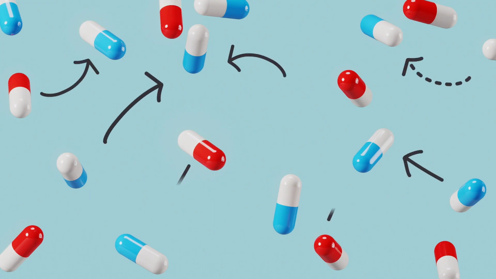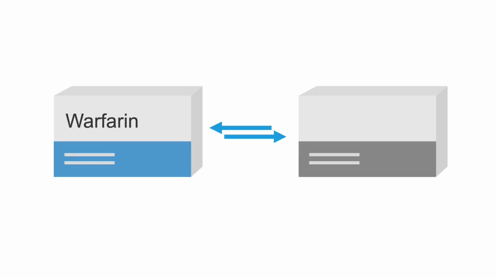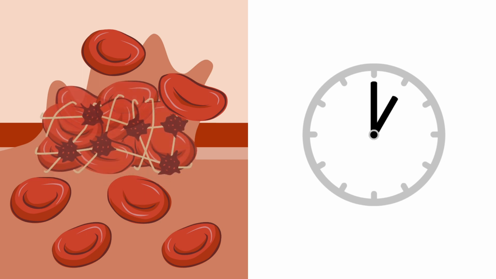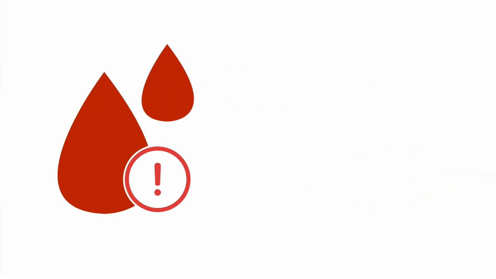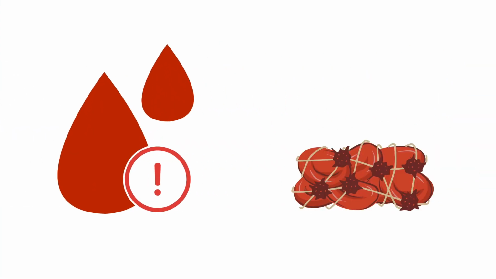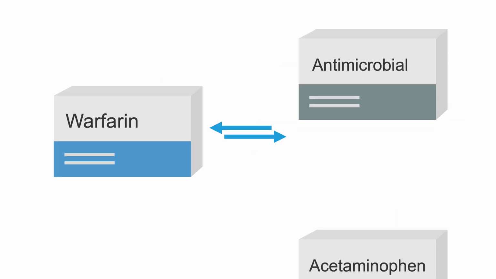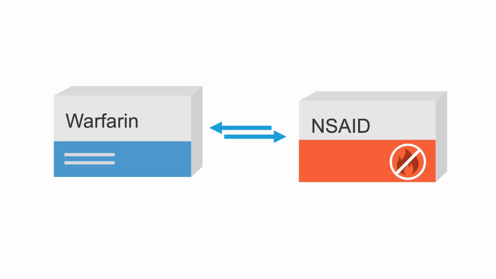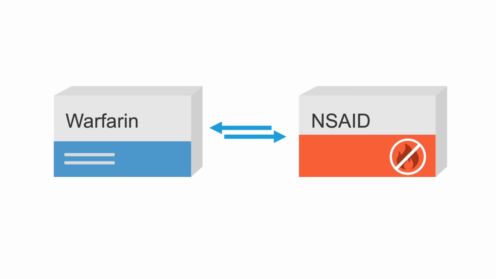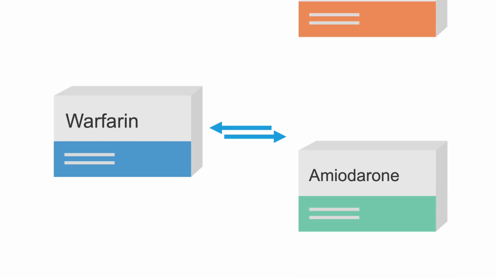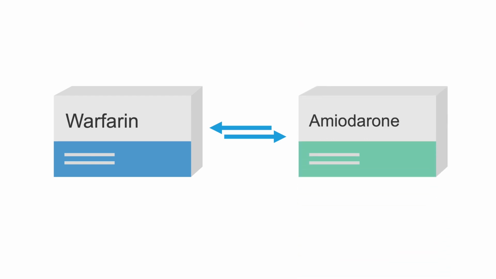There are many drug interactions to consider when prescribing an anticoagulant. Drug interactions with warfarin can lead to a longer time to clot, increased risk of bleeding, and reduced efficacy in preventing clotting. Antimicrobials, acetaminophen, nonsteroidal anti-inflammatory drugs, or NSAIDs, antiplatelet medications, and the antiarrhythmic amiodarone can all affect the performance of warfarin.